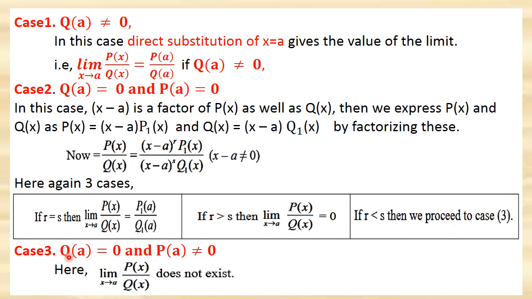What is that? q of a equal to 0 and p of a not equal to 0. In this case, as the denominator is becoming 0 when we substitute x equal to a, we see that limit x tends to a, p of x upon q of x does not exist. Clear?